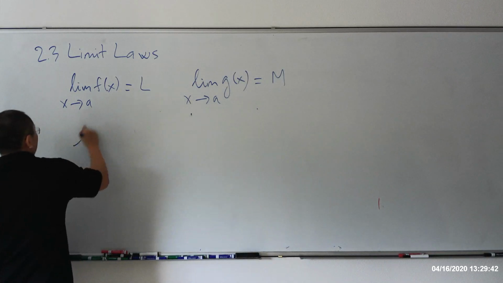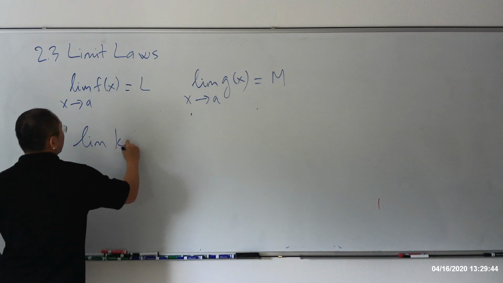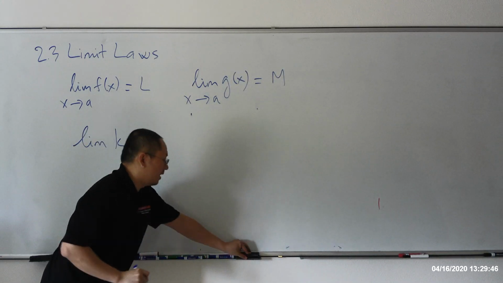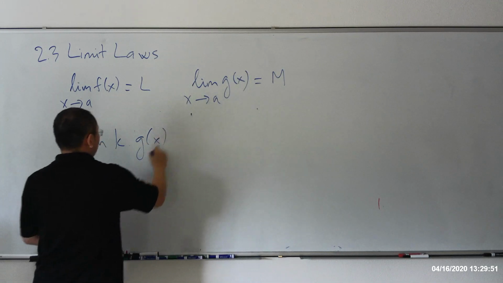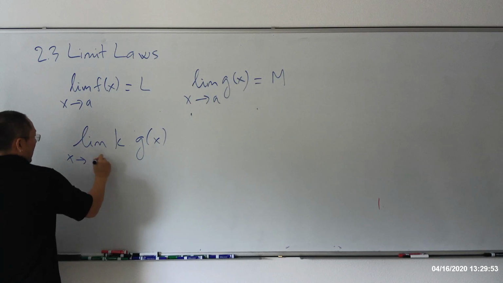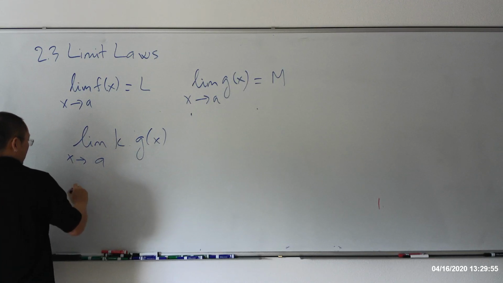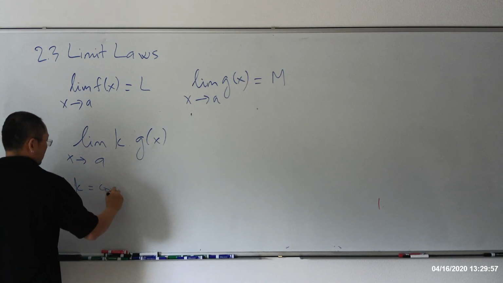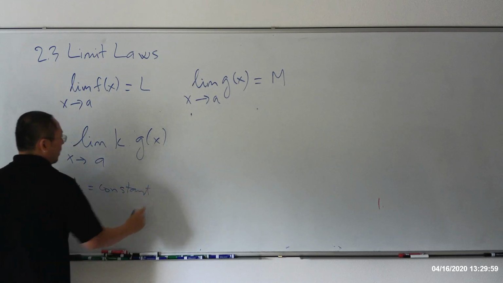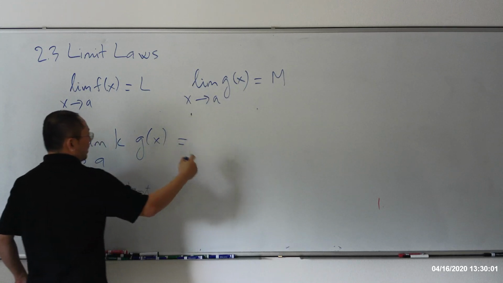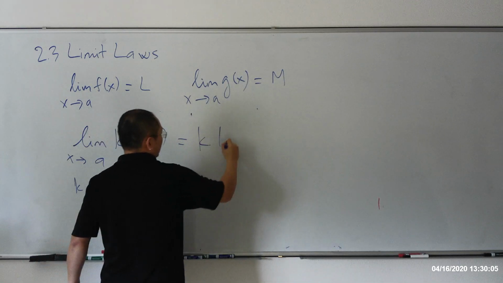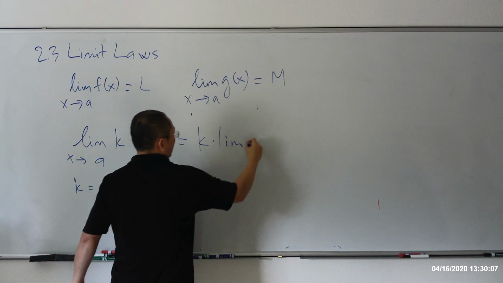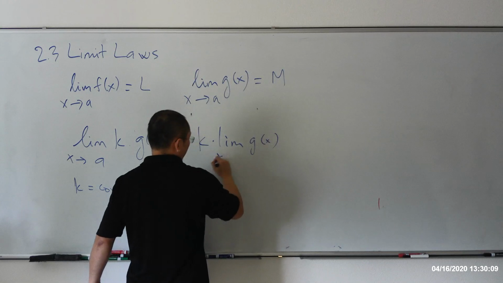If you have the limit of k times g of x when x approaches a, keep in mind that k here is a constant. And what can you do with the constant? You can bring the constant outside the limit. So this is equal to k times the limit of g of x when x approaches a.